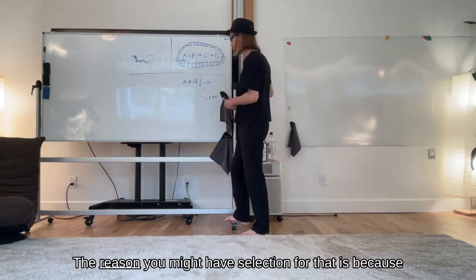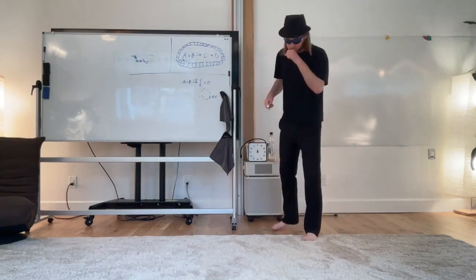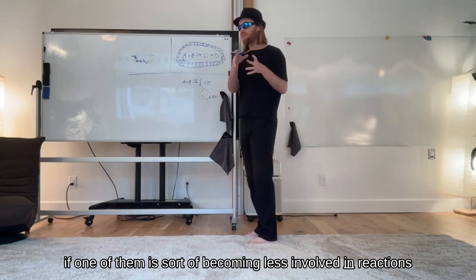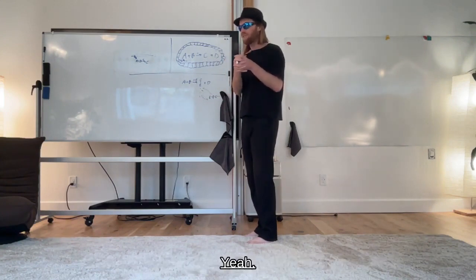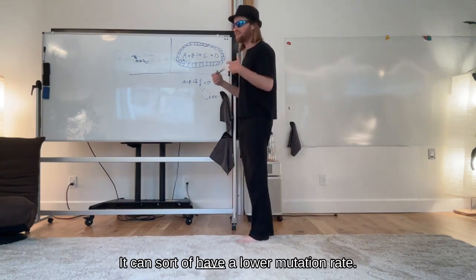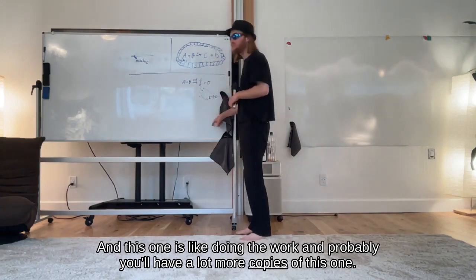Huh. Okay. The reason you might have selection pressure for that is because if one of them is becoming less involved in reactions and is just supposed to be durable, it's going to get kicked less, right? It can have a lower mutation rate. Okay. And then this one is doing the work and probably will have a lot more copies of this one.